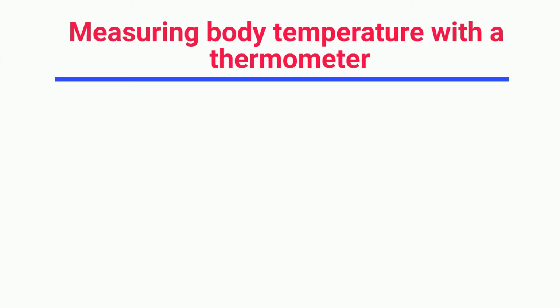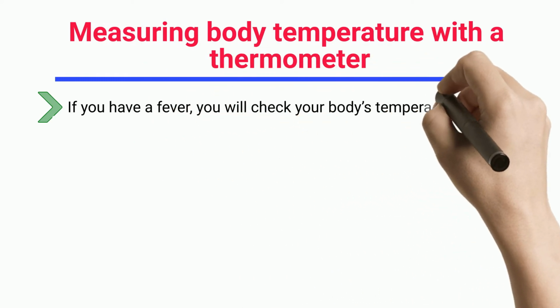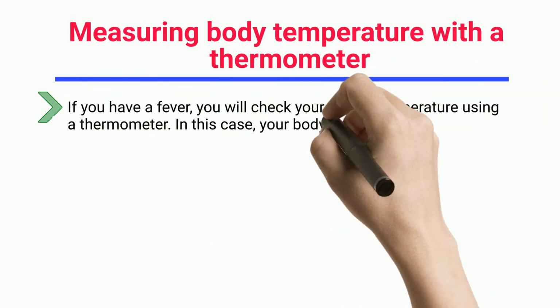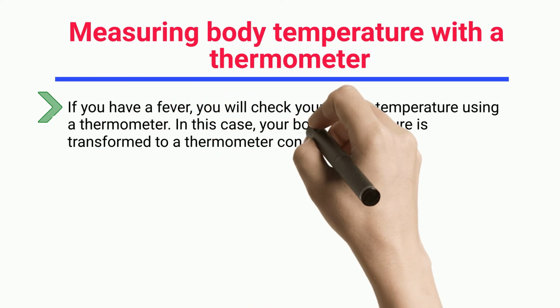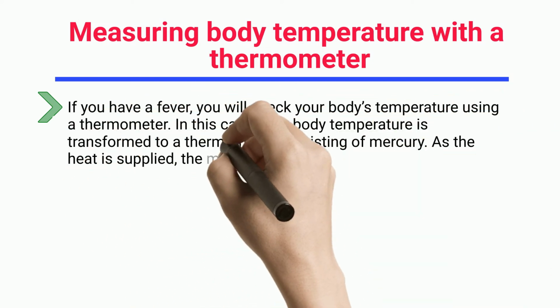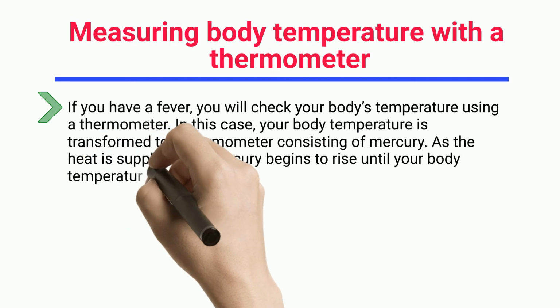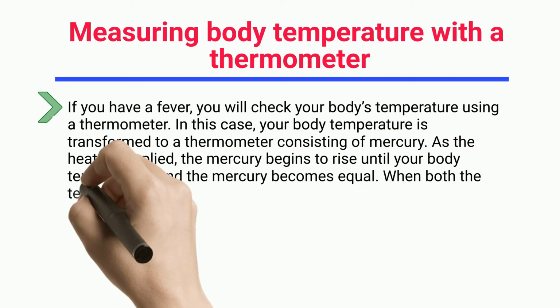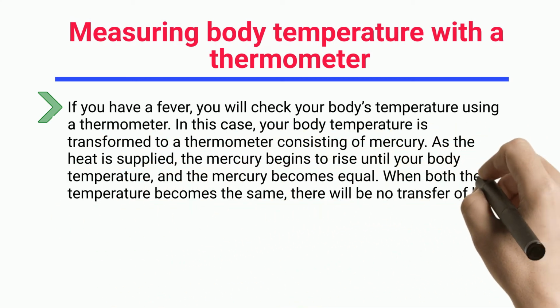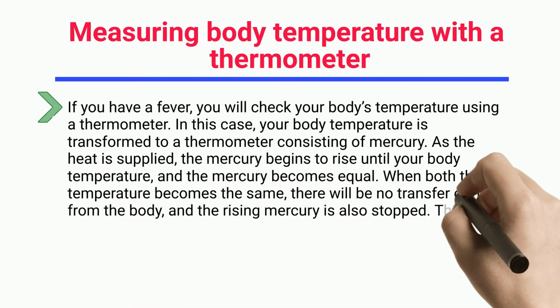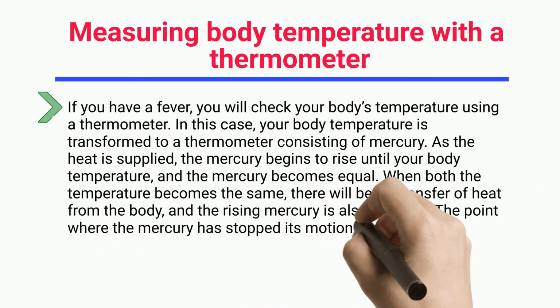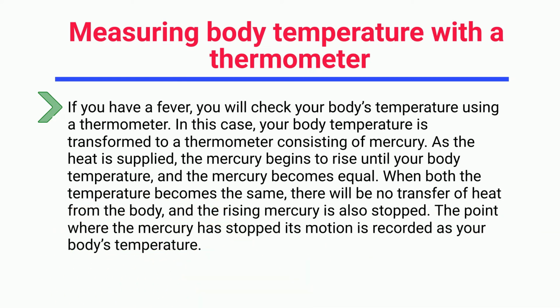Measuring body temperature with a thermometer. If you have a fever, you will check your body's temperature using a thermometer. In this case, your body temperature is transferred to a thermometer consisting of mercury. As the heat is supplied, the mercury begins to rise until your body temperature and the mercury become equal. When both temperatures become the same, there will be no transfer of heat from the body, and the rising mercury also stops. The point where the mercury has stopped is recorded as your body's temperature.